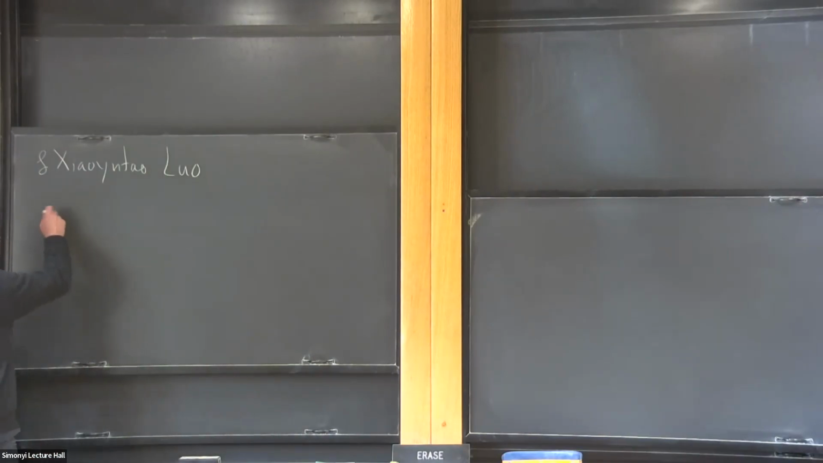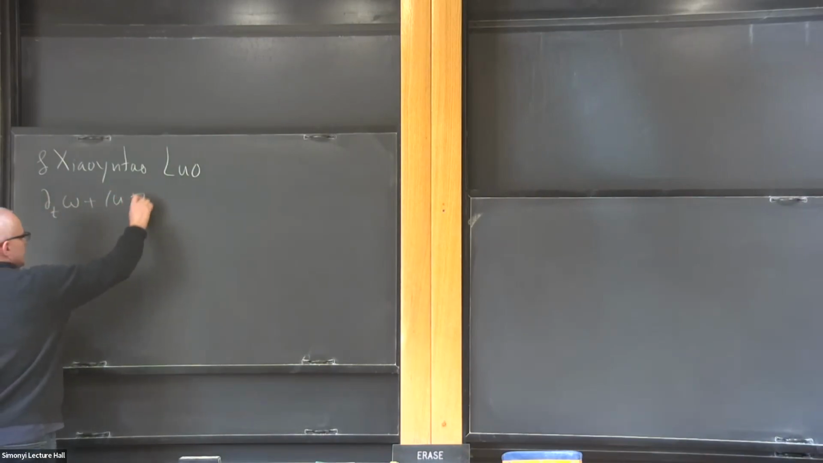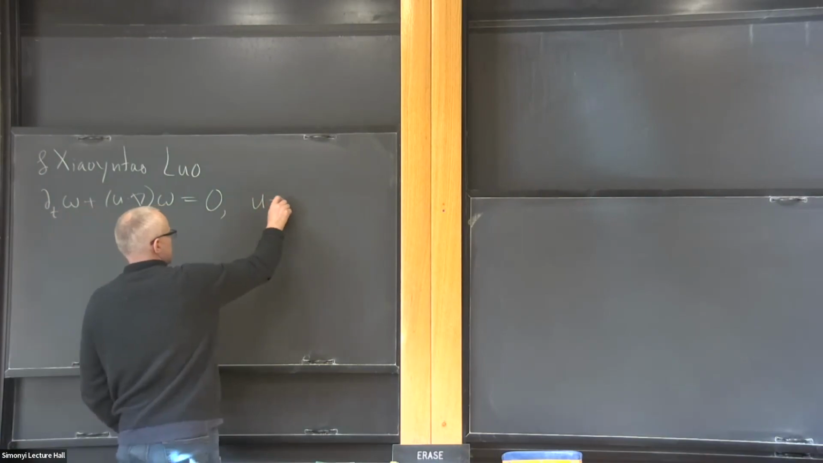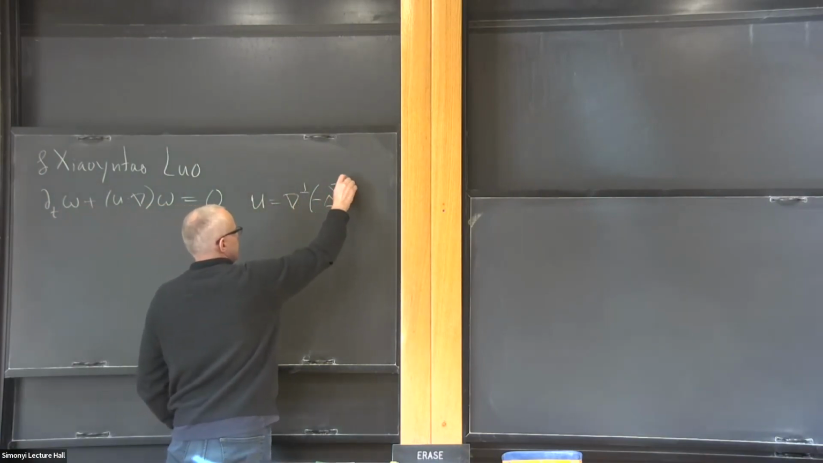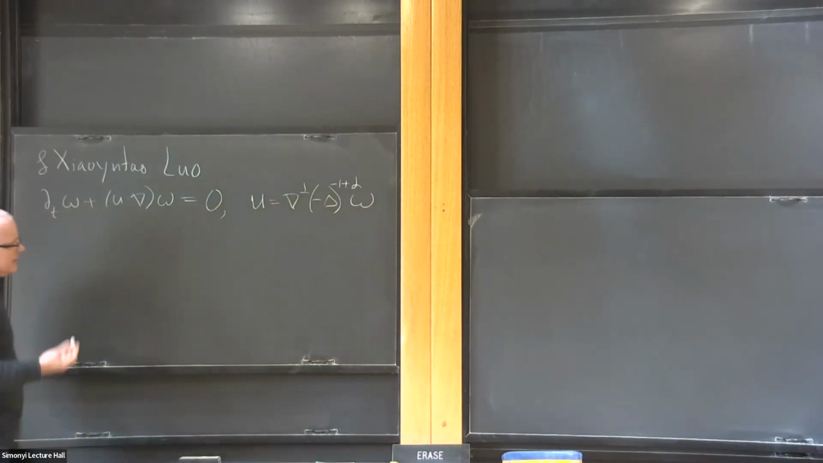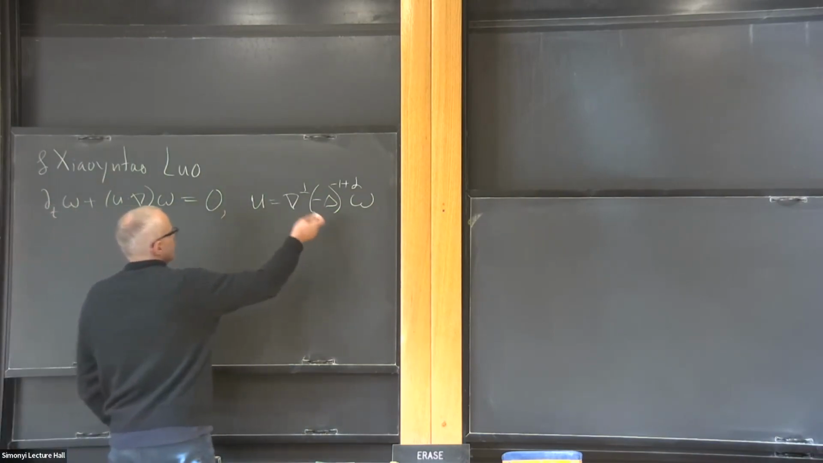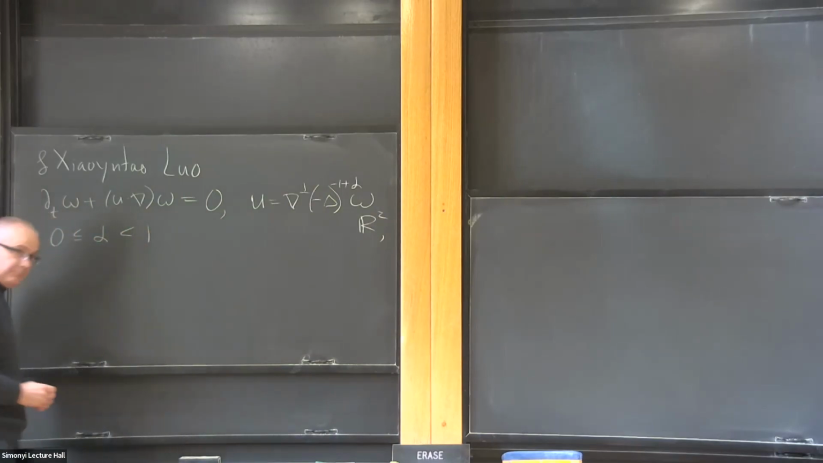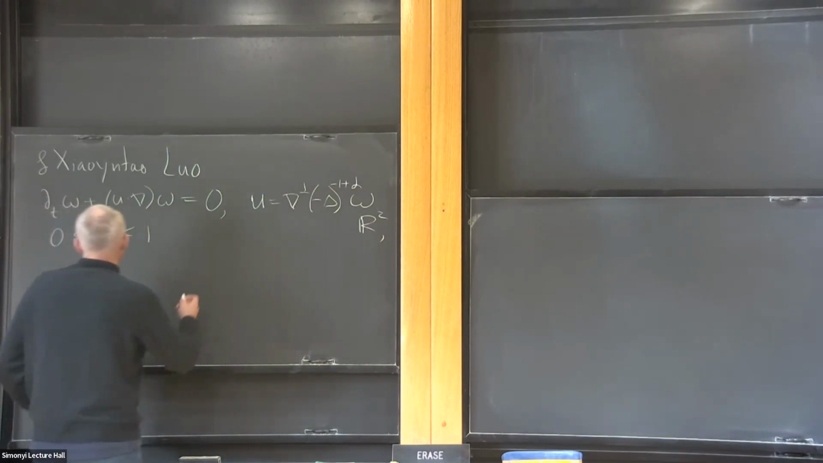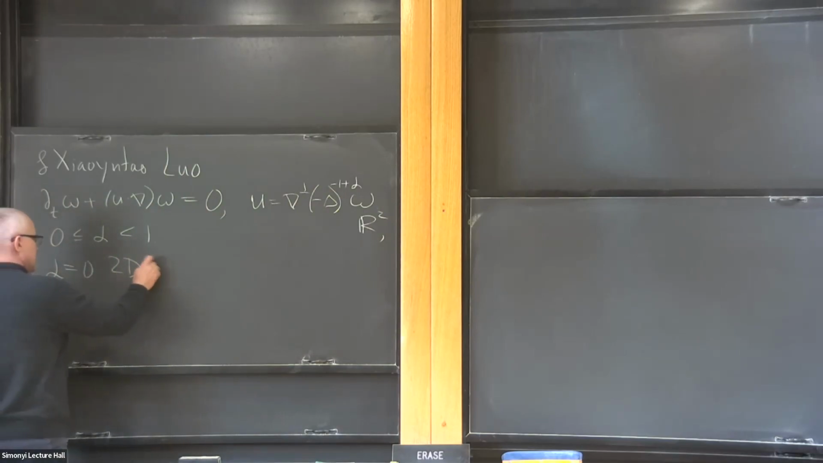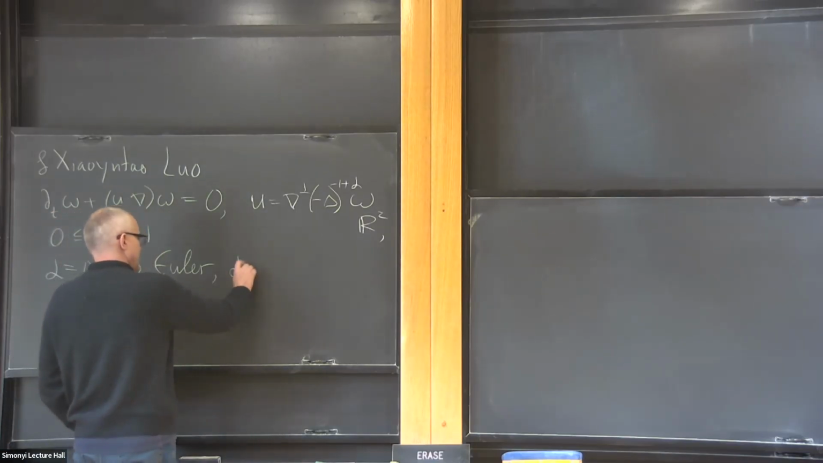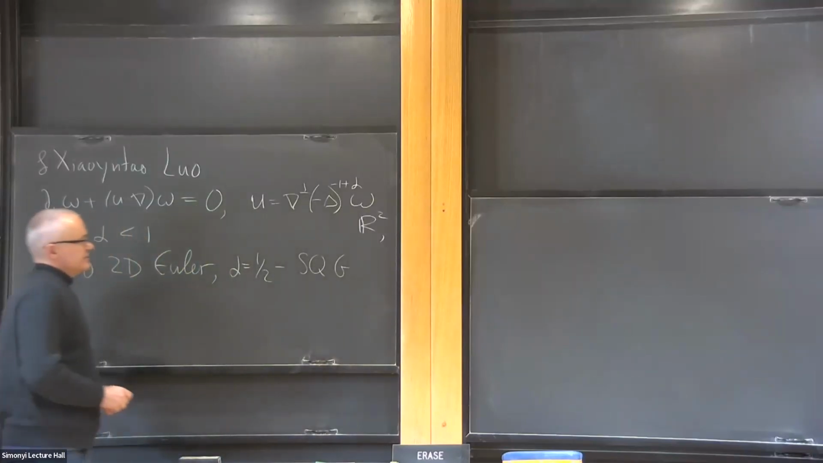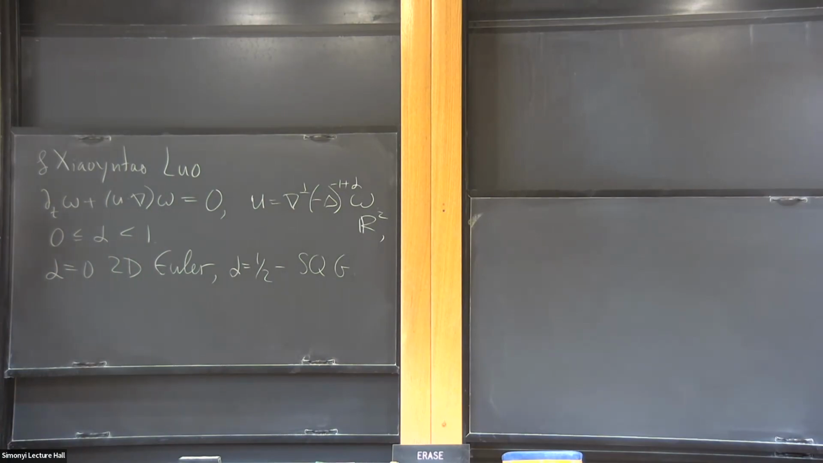And the family of equations that I talk about can be written like this. So U is given by a singular integral of theta like that. So the setting, let's just think about the whole plane, so it's R2. And alpha is a parameter which will be between 0 and 1. So alpha equal to 0 is just the 2D Euler equation. And alpha equal to 1/2 is what's called the SQG equation, which comes from atmospheric science. And in general, in between, sometimes these equations are called modified SQG equations or generalized SQG equations. So they sort of interpolate between these values.